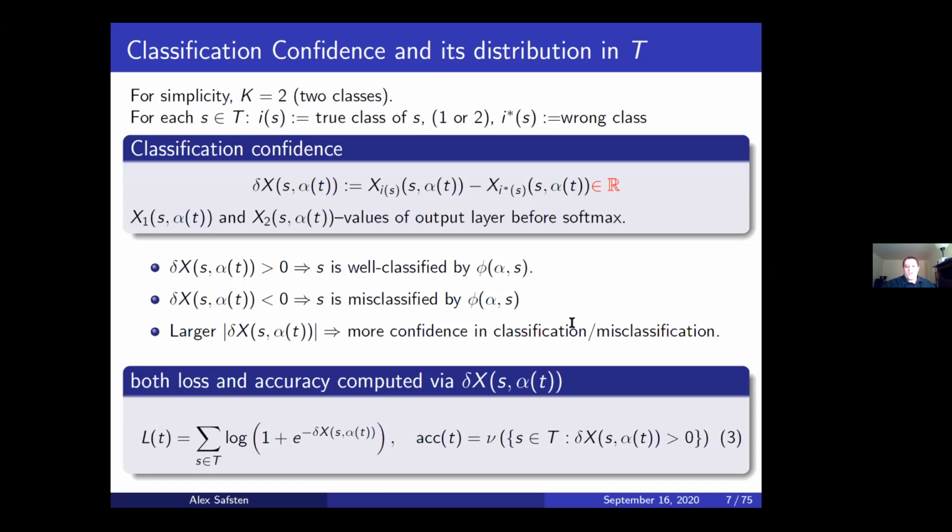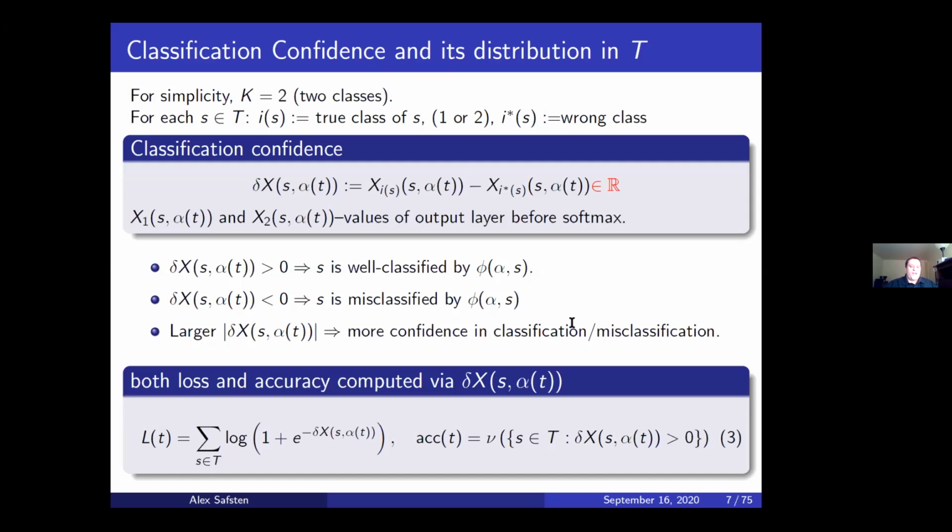So we'll define classification confidence as delta X, and it's equal to the logit for the correct class minus the logit for the incorrect class. And recall the logit is the output of the neural network before normalization. So the property that delta X has is that if delta X of S is positive, then S is well classified by the DNN. And if delta X is negative, then it's misclassified by the DNN. And the bigger that the absolute value of delta X is, the more confidence the DNN has in either the correct classification or misclassification. So even if it's wrong, the DNN thinks that it's right. It's very confident.